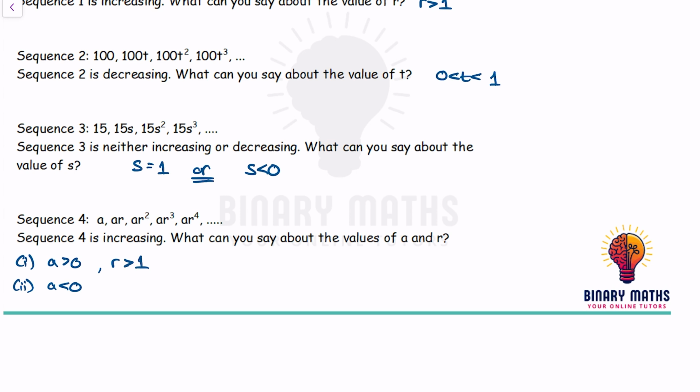It can't be less than 1 because then the number would be decreasing, so each value would be decreasing. So r has to be greater than 1.